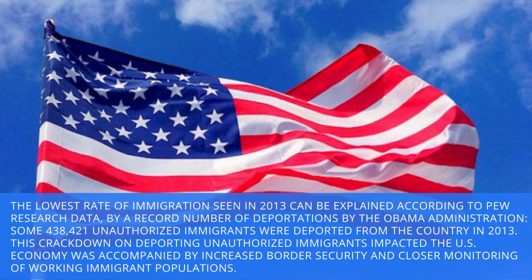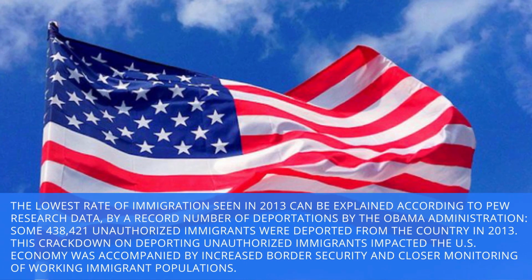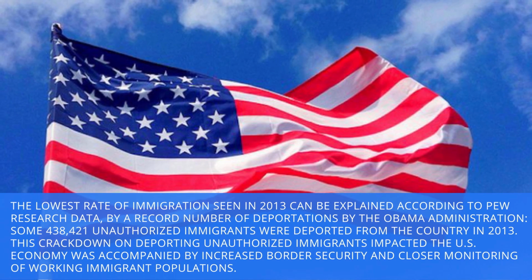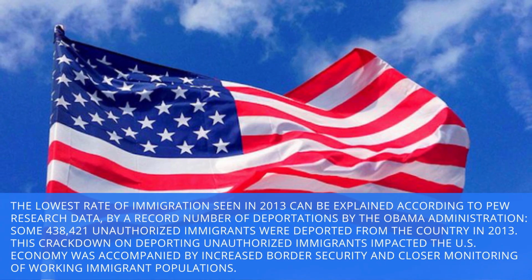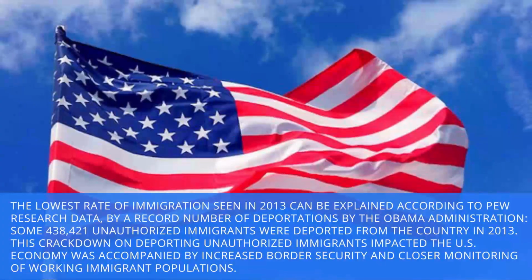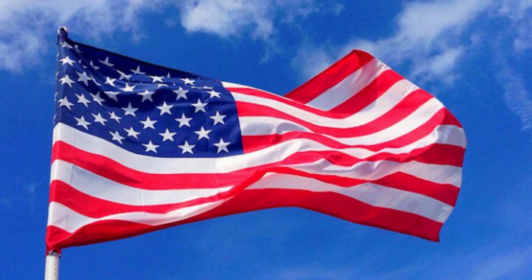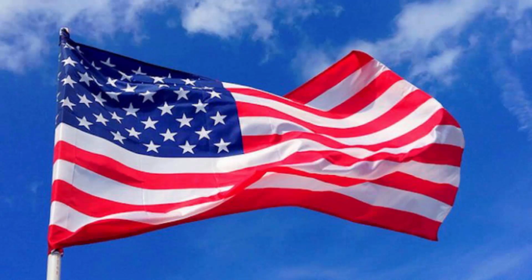The lowest rate of immigration seen in 2013 can be explained, according to the Pew Research data, by a record number of deportations by the Obama administration. Some 438,421 unauthorized immigrants were deported from the country in 2013. This crackdown on deporting unauthorized immigrants impacted the U.S. economy and was accompanied by increased border security and closer monitoring of working immigrant populations.